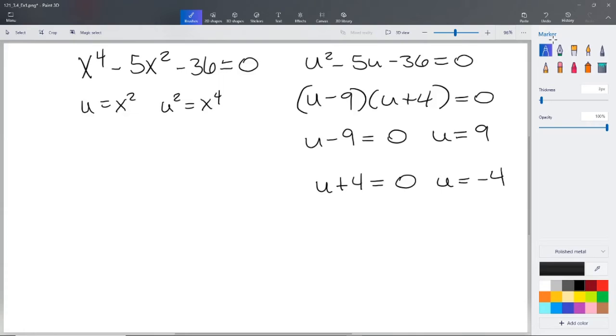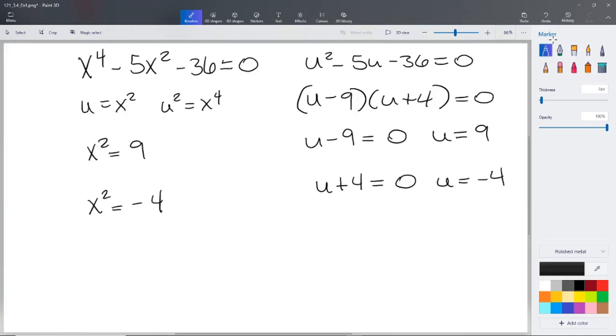But what were we solving this problem for? It's right over here at the beginning, x. So we're not done. But we do know what u equals. Even though u equals 9, we also know that u equals x squared. And so here we can really say, you know, x squared is equal to 9, as in this 9 right over here. And we can say that x squared is equal to negative 4, as in this negative 4 right here. And then we can solve.